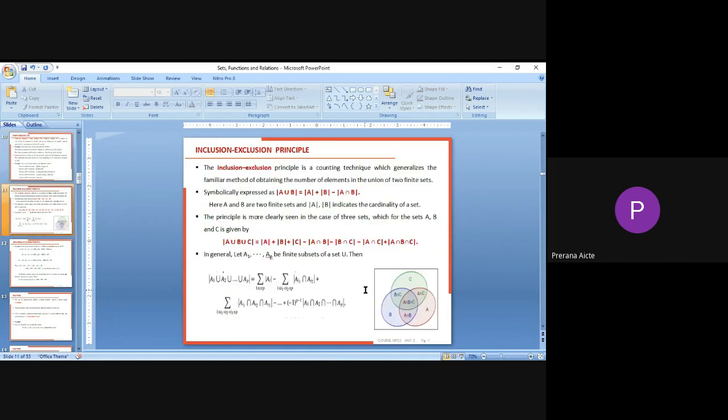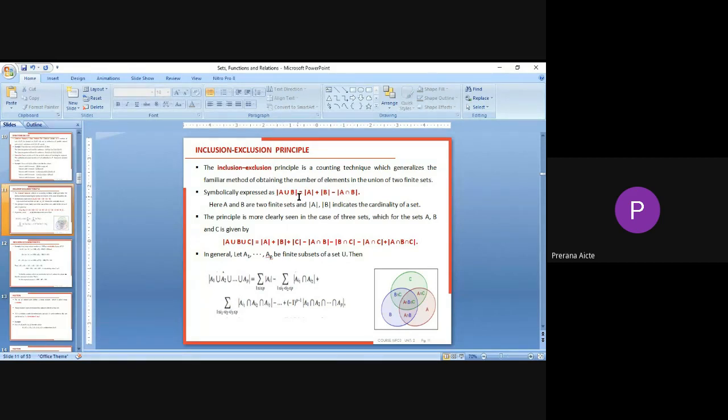So next one, important one: the inclusion and exclusion principle with respect to sets. What it says is, the inclusion and exclusion principle is a counting technique which generalizes a familiar method of obtaining the number of elements in the union of two finite sets. The purpose of this principle is to identify how many elements there will be if you combine, that is, take the union of, two sets with a finite number of elements. Normally we can represent it symbolically like this.